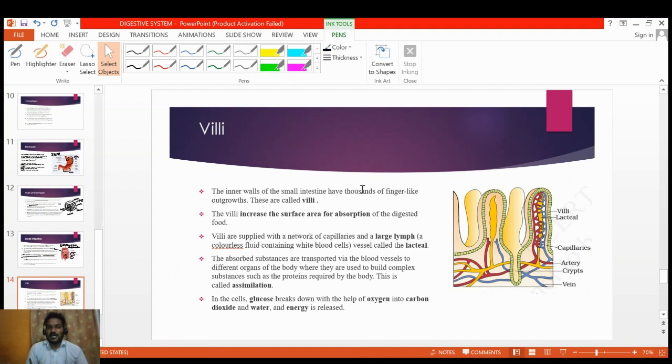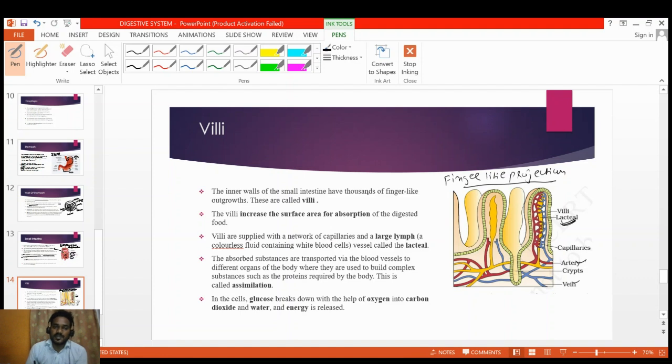Next, we can observe the villi. What are villi? Villi are finger-like projections, students. The inner wall of the small intestine is composed of the villi. Villi are finger-like projections having a dense network of blood vessels, very well networked, consisting of arteries and veins, and there is a specific region known as the lacteal for fat absorption.